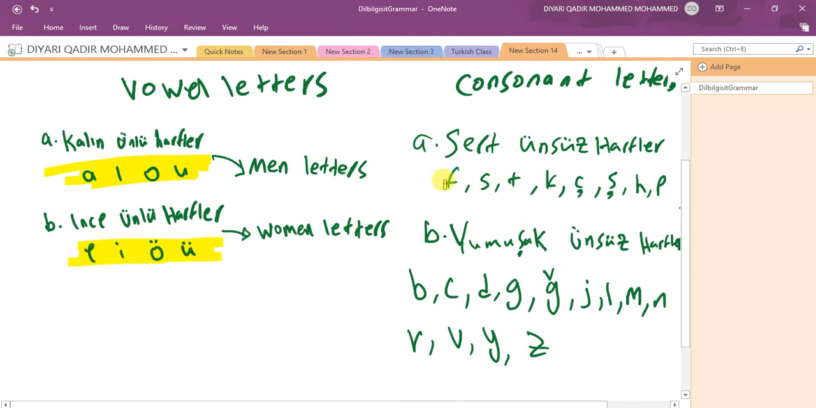For now, you should focus on the types of letters we have in the Turkish language and the differences, because we use these so much in our grammar sections, especially the vowels. Of the consonants, we mostly use the sert ünsüz harfler, which are f, s, t, k, ç, ş, h, p. Usually we use those letters.